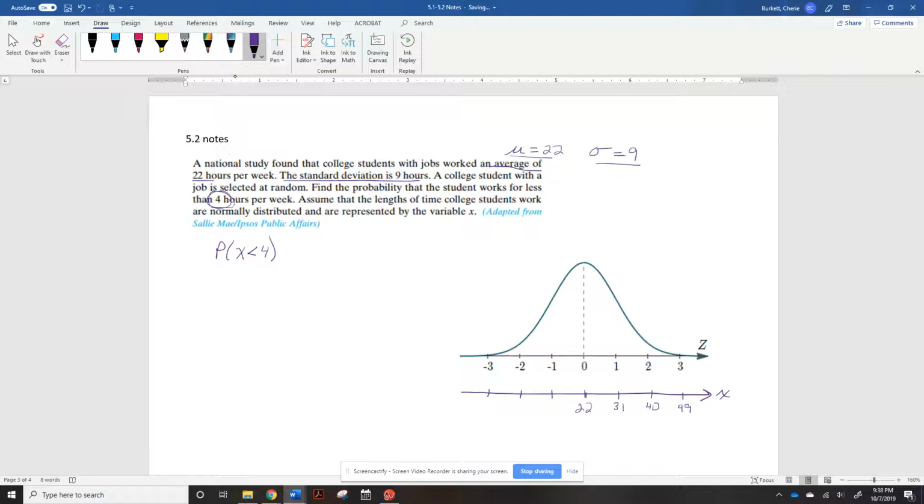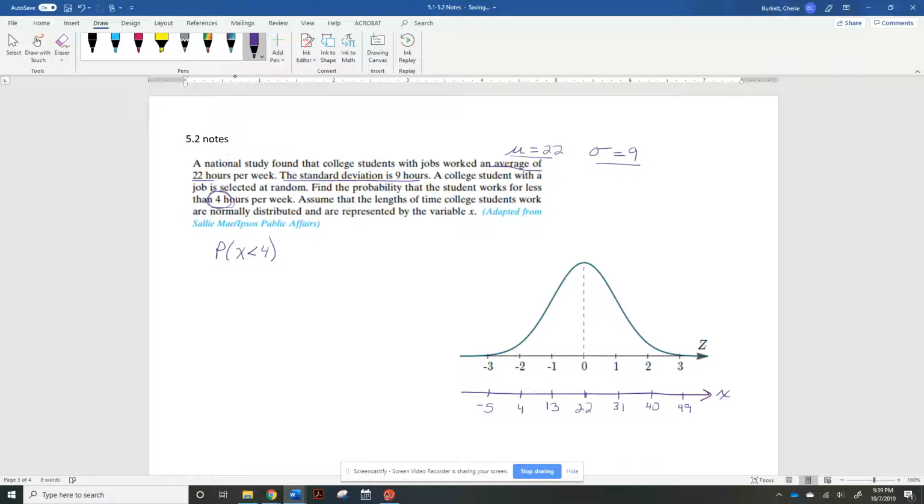So 22 minus 9, if I take 10 away, that's 12. So it's 13. 13 minus 9 would be 4. And then 4 minus 9 would be -5. So these are hours per week that a student works. Jobs worked an average of 22 hours per week. So all of the number of hours that a college student is going to work is going to fall between -5 and 49. Now, yes, -5 doesn't make sense in this case, but to follow this standard deviation, that's what our 3 standard deviations away would be.